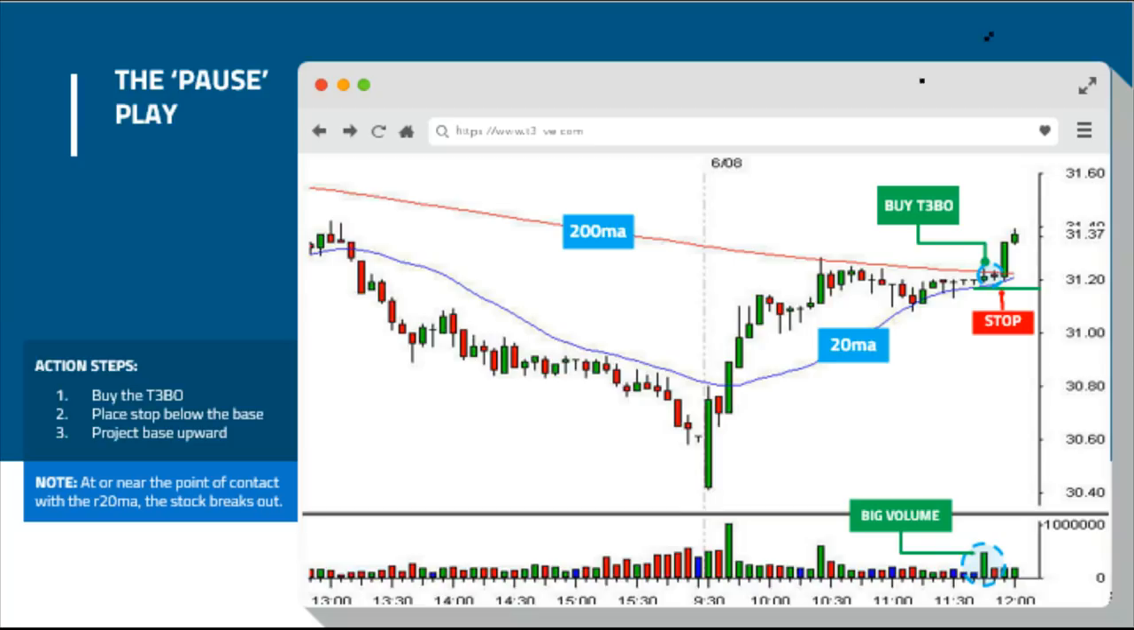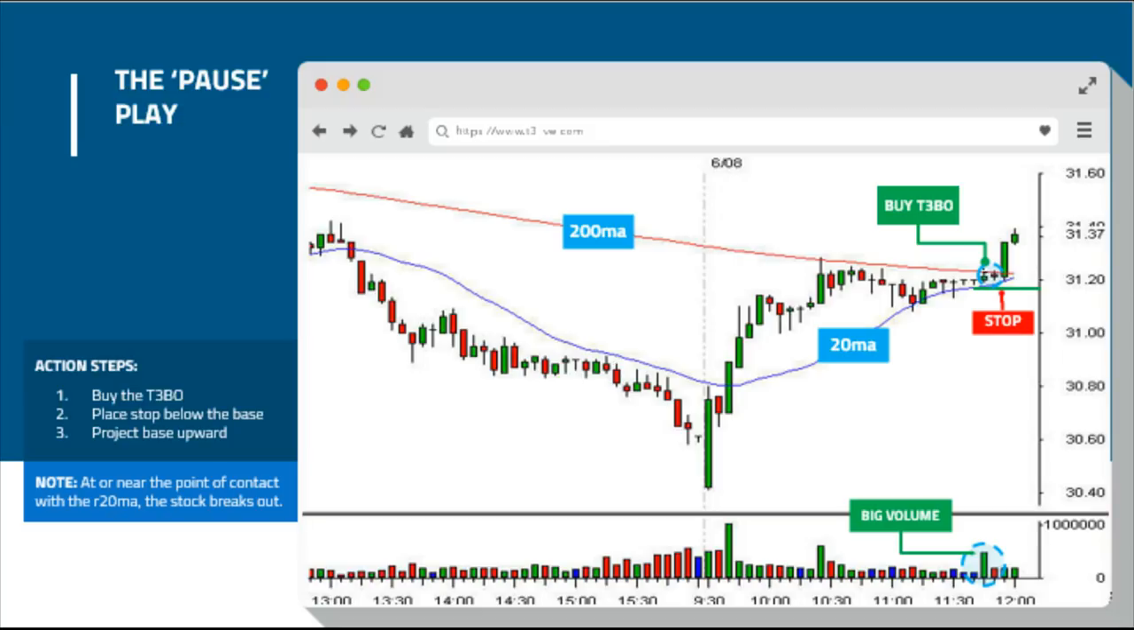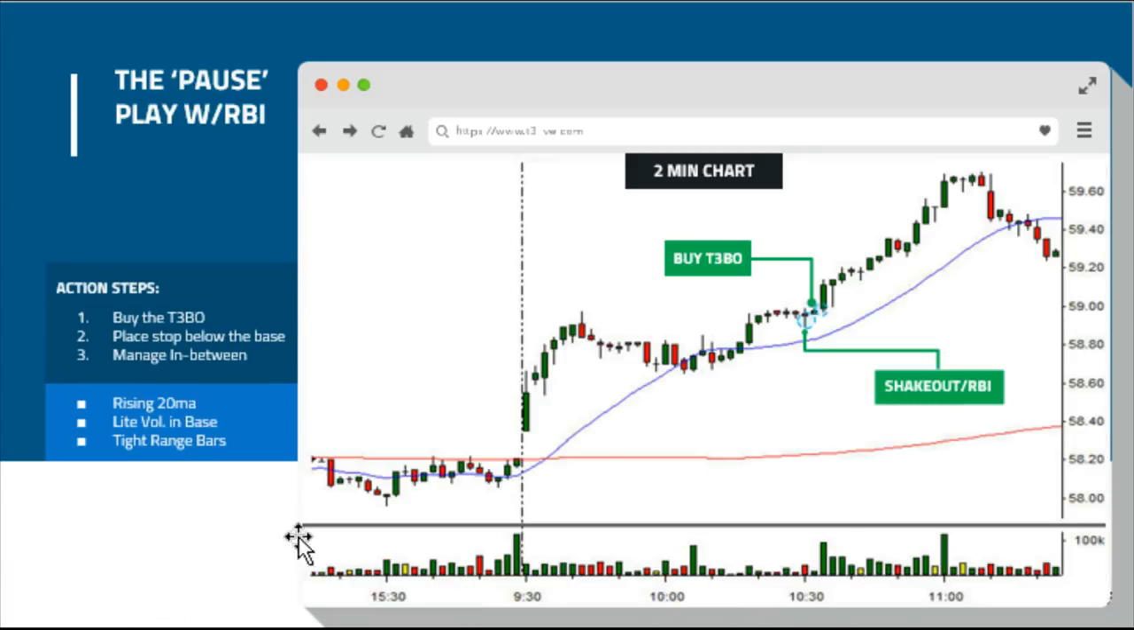When a stock bases under a flat 200 and a rising 20, and it oscillates between the two, eventually the 20 MA will come from underneath and pinch the stock, so to speak, above that 200. This is called the pinch play. It was a beautiful breakout, long stop, right? Notice the volume, it was low volume, which means it's supposed to continue higher.